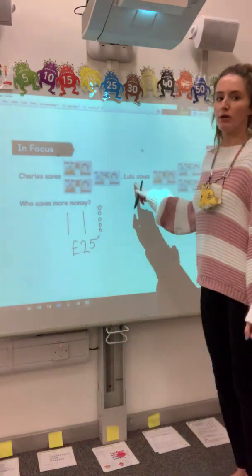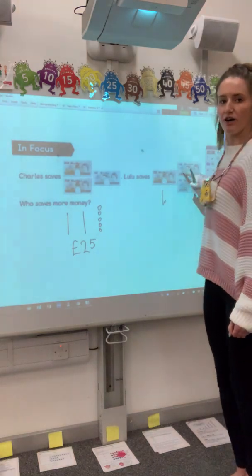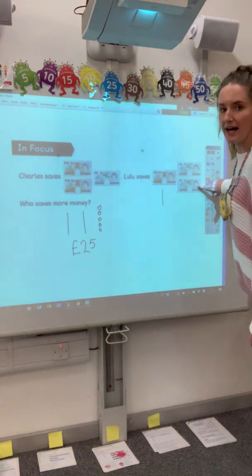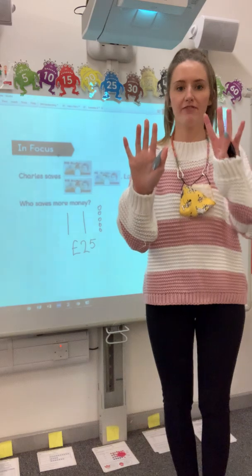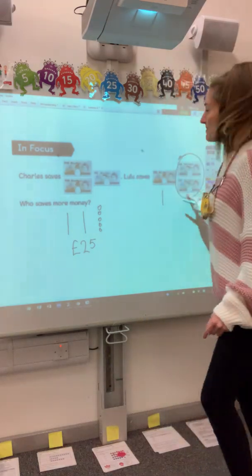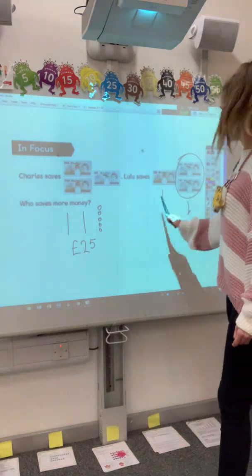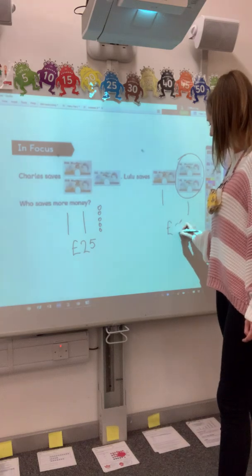Right, Lulu has got a £10. I'm going to draw £10. Then she's got, you see that, a £5 and another £5. What do we know that 5 and 5 make? That's right, our number bonds to 10. They make another £10. So altogether, Lulu has saved 10, 20, £20.